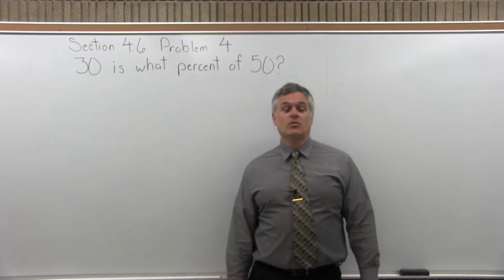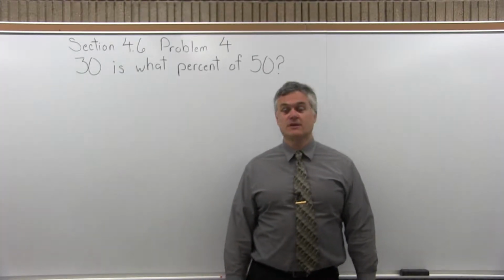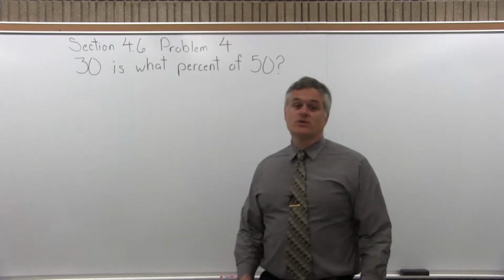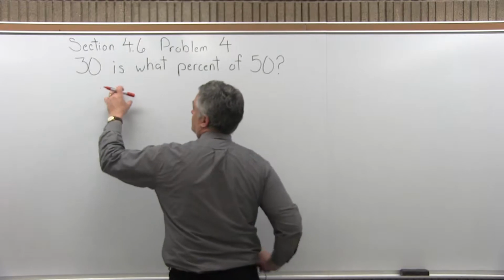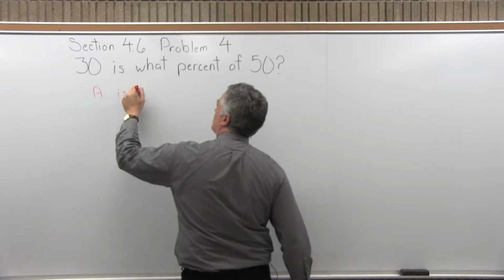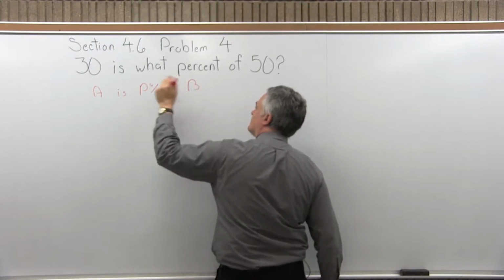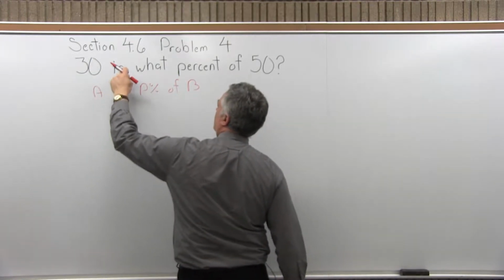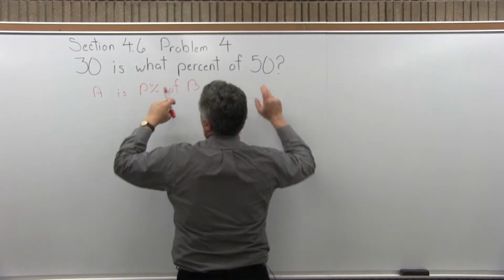This is Section 4.6, Problem 4. It says 30 is what percent of 50? Now, from this section, we want to solve our percent problems as a proportion. So we want to set this up as a sentence where it would be read, A is P percent of B. And that's really what we have. A is P percent, what percent of B? The B is the 50.